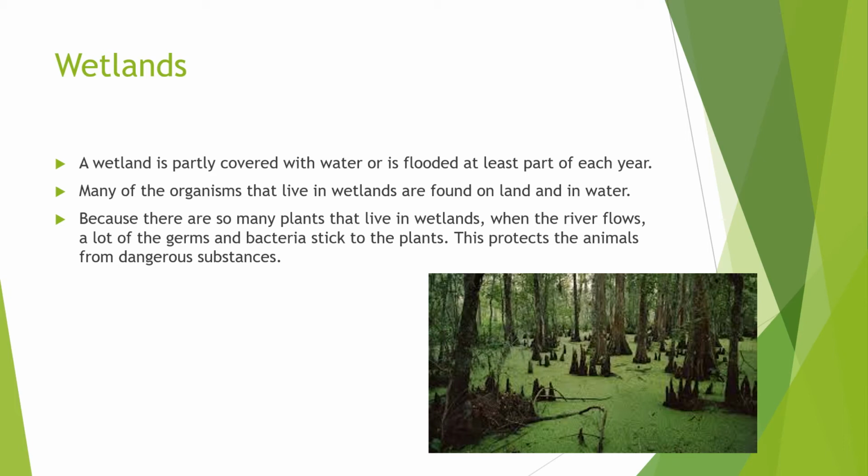So many of the organisms that live in wetlands are also found on land and in water, just like animals that live in rivers. However, there's a lot of different types. So for example, in wetlands, you might see alligators or crocodiles. Because there are so many plants that live in wetlands, when the river flows, a lot of the germs and bacteria will stick to the plants. So this protects the animals from dangerous substances that could be harmful for them. So when that water is moving, all of the harmful materials are captured kind of by the plants and the trees.